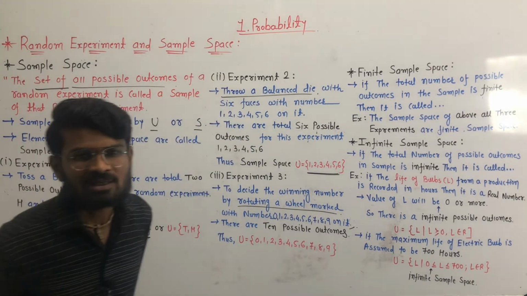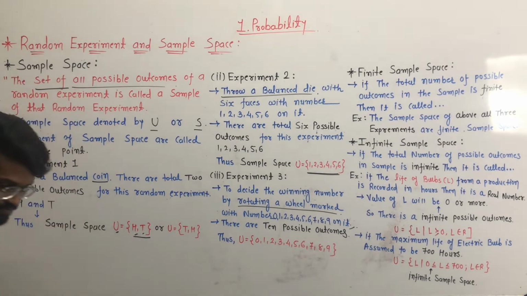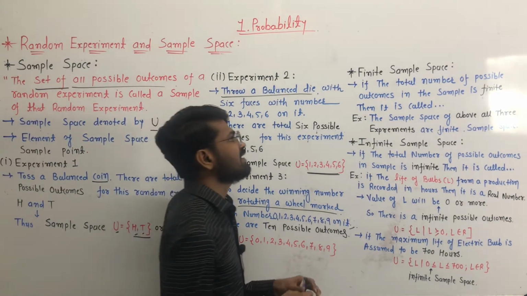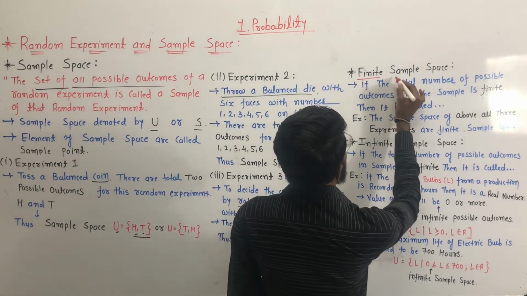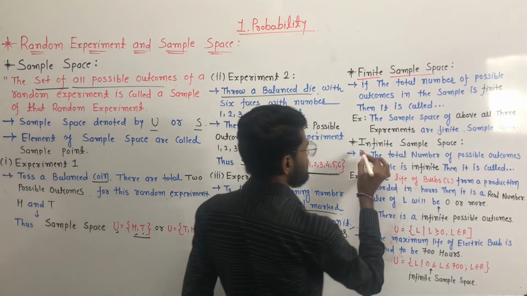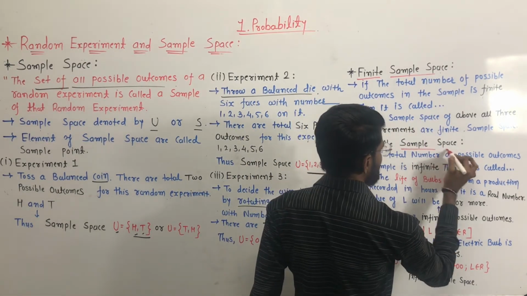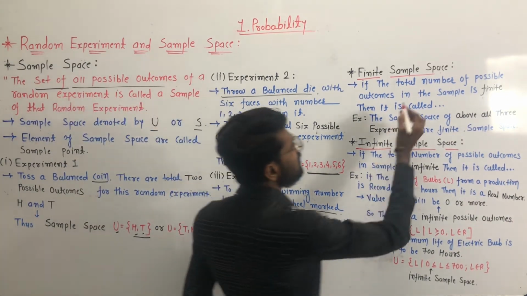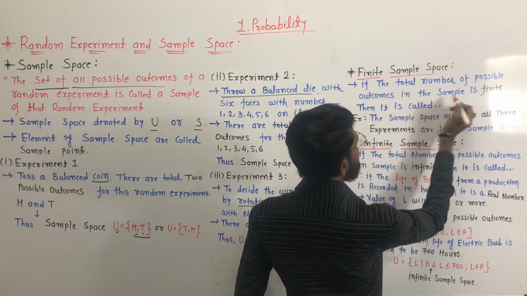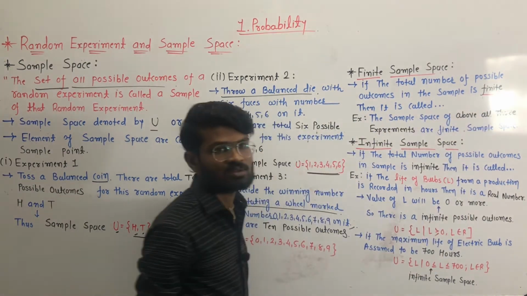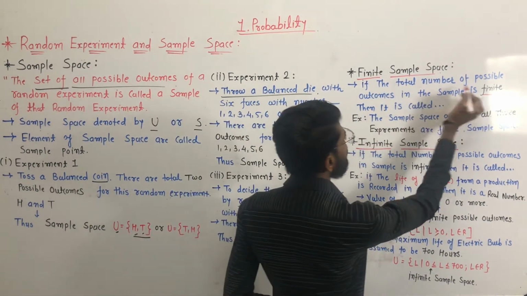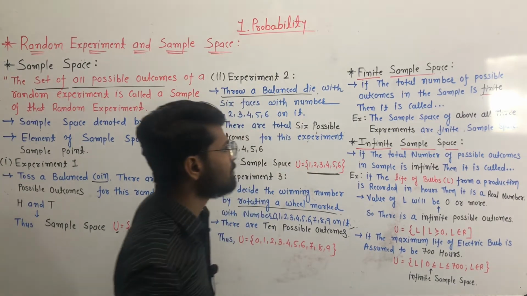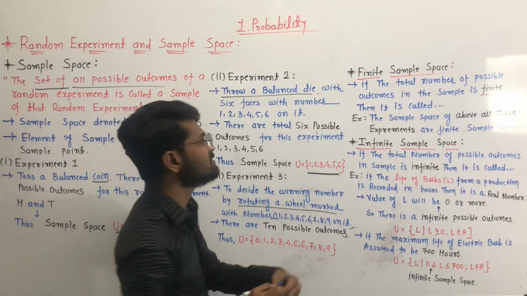Now there are 2 types of sample space. The first one is the finite sample space, and the second one is the infinite sample space. So what is a finite sample space? If the total number of possible outcomes in the sample space is finite, then it is called a finite sample space.